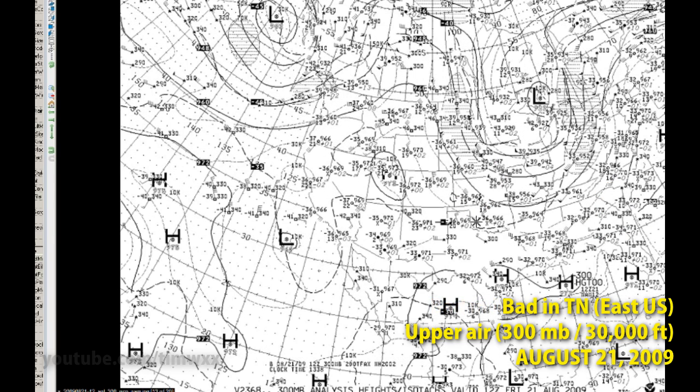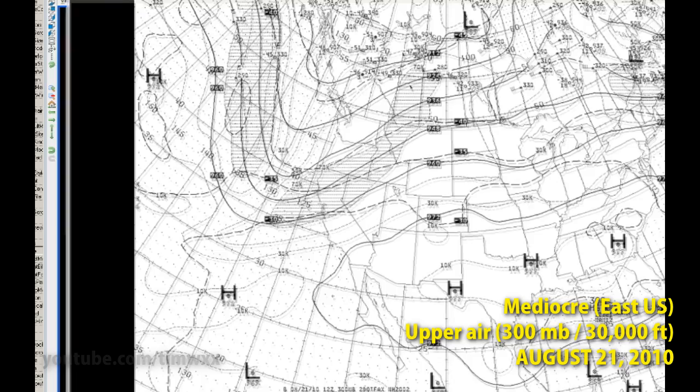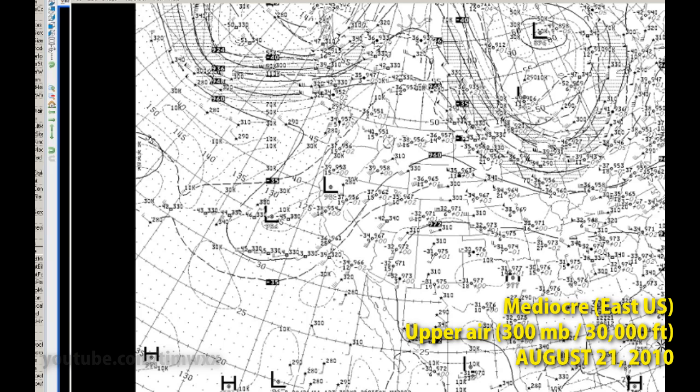2009, bad weather for Tennessee. Looked like they were in the base of a trough right there, this big upper level trough. However, good viewing conditions in Nebraska, and they had very deep northwesterly flow coming down. 2010, kind of a marginal year. 2011, a good year. You can see the good northwesterly flow there.